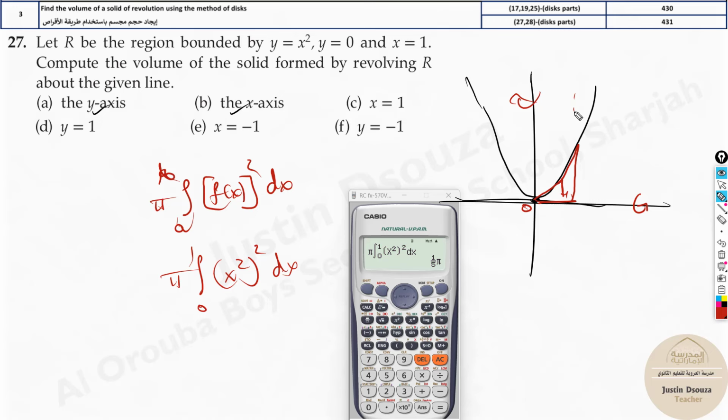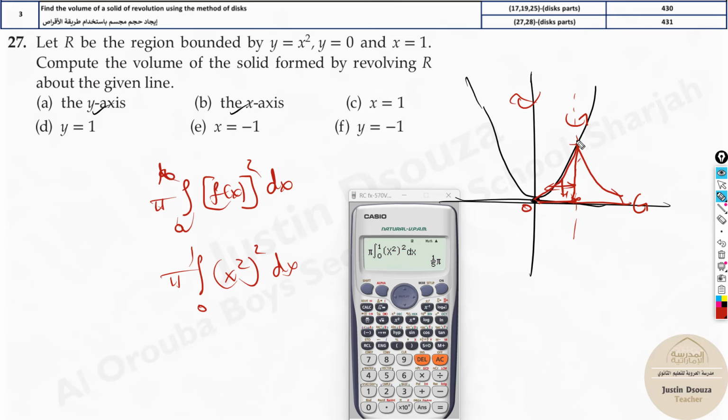Now x is equal to 1 means this line, right? The x is equal to 1 line. If we revolve around this line, what's going to happen? This will be something like this. It's going to be a disk again. And this is the radius now. Here, what will be the limit?